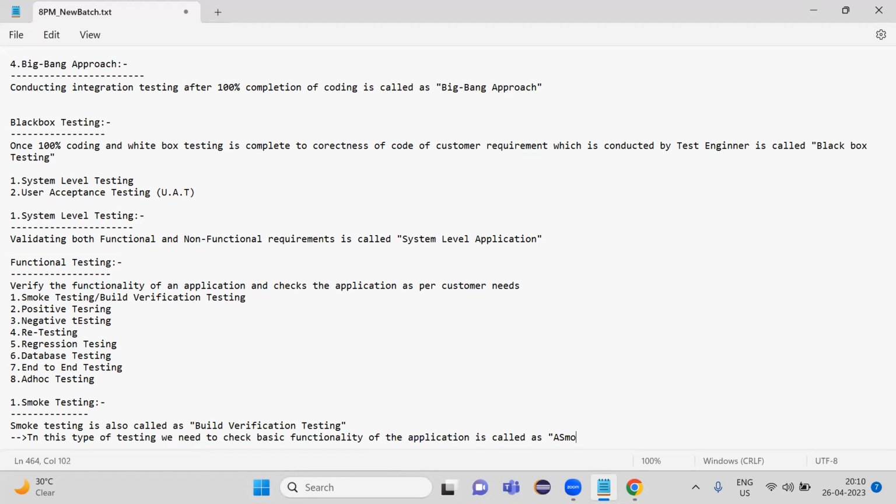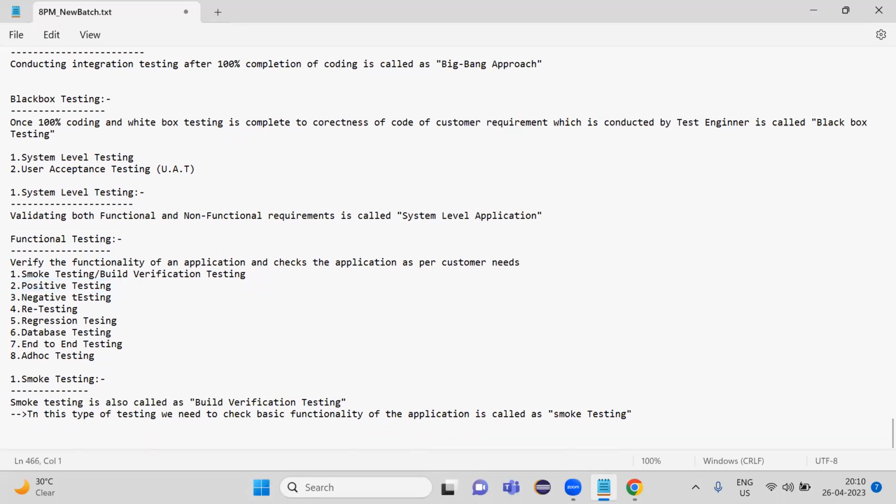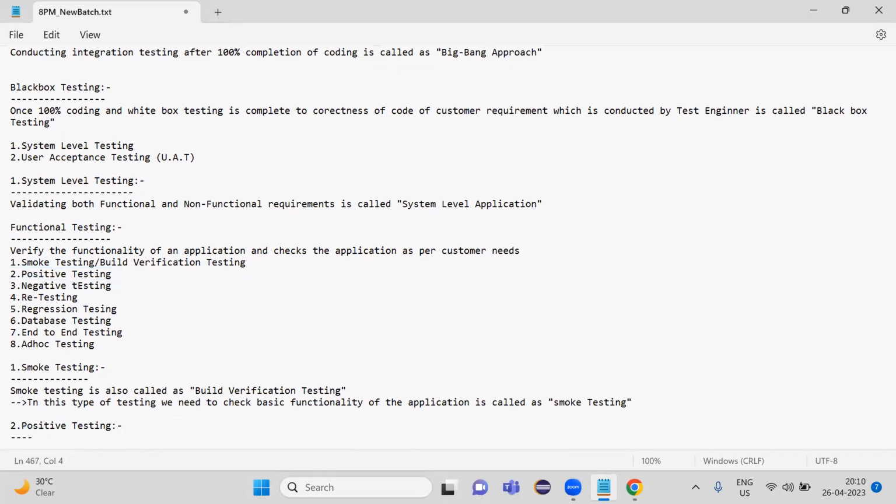Guys, I am clear. Yes, sir. It's called smoke testing. Okay, what is the next testing? Positive testing. Here, what is meant by positive testing? We have to test only positive scenarios.